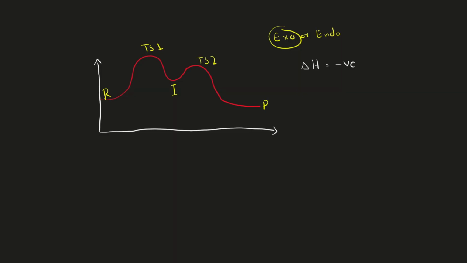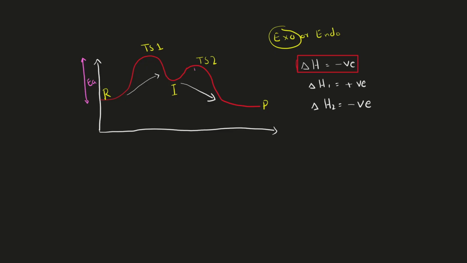Is it endo or exo? For this, we look at reactants and intermediate. You can clearly see the intermediate has more energy than reactants. So we are going up, which means the system is absorbing heat. So its enthalpy is positive and it is an endothermic reaction. As we move from intermediate to product, the graph goes down, which shows enthalpy is negative. So it's an exothermic reaction. The first step is endothermic, the second is exothermic. The overall reaction is exothermic.